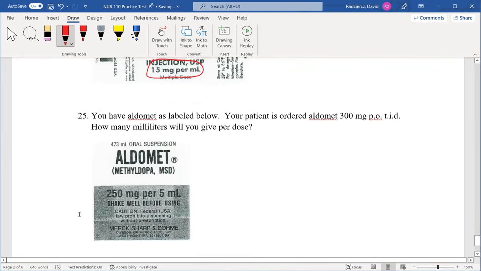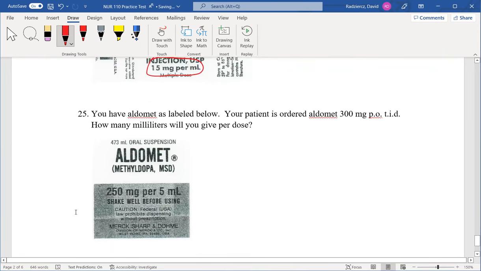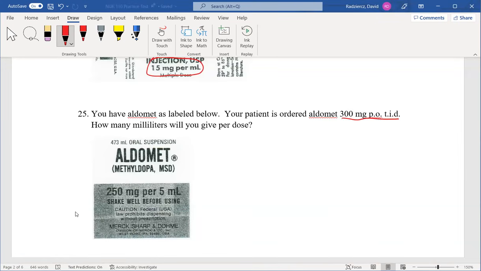And last but not least is this last question here on Aldomet. It says your patient has ordered Aldomet 300 milligrams by mouth, TID. How many milliliters will you give per dose? Now, here's the thing. When it says by mouth, it could be capsules, tablets, or milliliters, or it could be teaspoons, as we saw as an example. So with by mouth, you just have to pay attention to what it's available in.